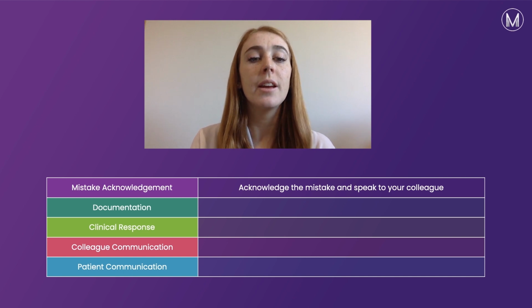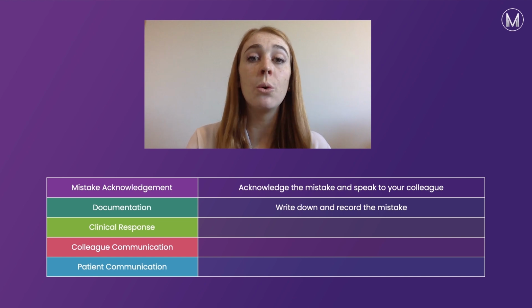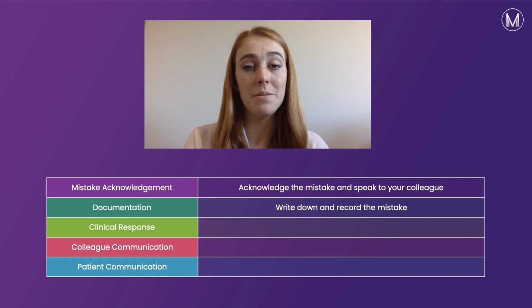Second thing that you need to consider, which I've half touched on already, is documentation. So make sure you write down and record any mistakes that have been made by the medical student so that there's a record of what's happened.